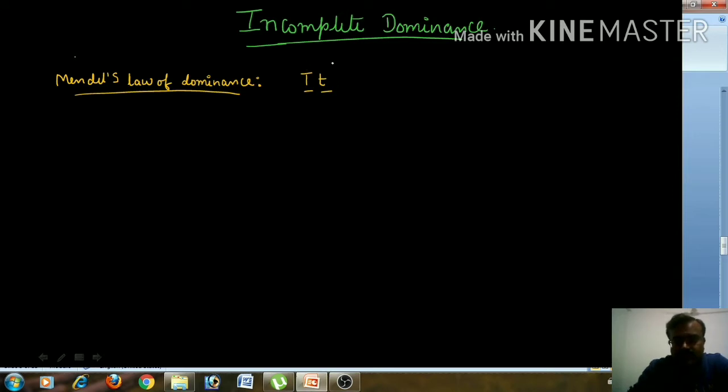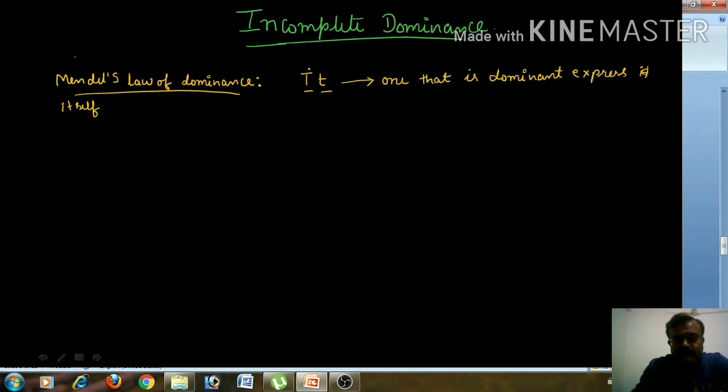suppose this T is for tallness and small t is for dwarfness. So if there are two pair of contrasting characters, then only one, that is dominant, expresses itself.